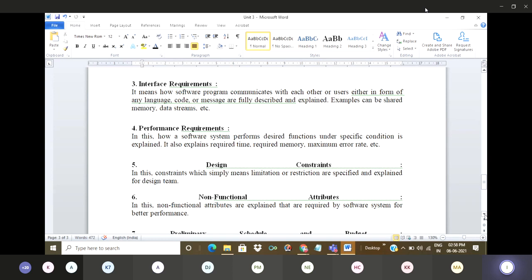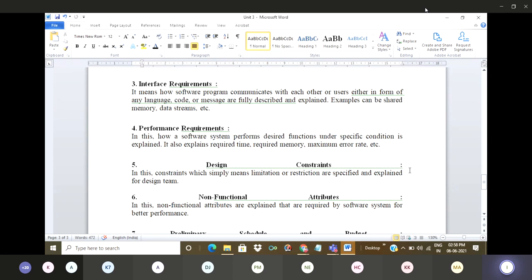Next one is performance requirements. This is how the software system performs the desired function under specific conditions. In interface design, which is used to communicate with each other, we must explain everything clearly. Here, in performance requirements, the system performs the desired function under specific conditions as explained. It also explains required time, required memory, maximum error rate, etc.